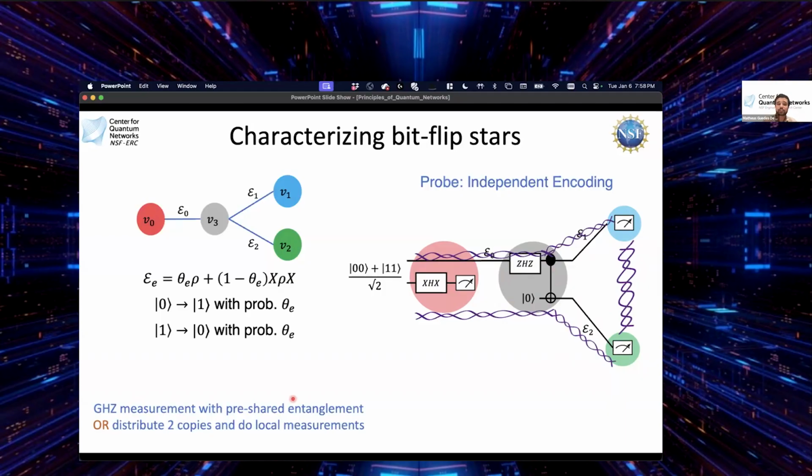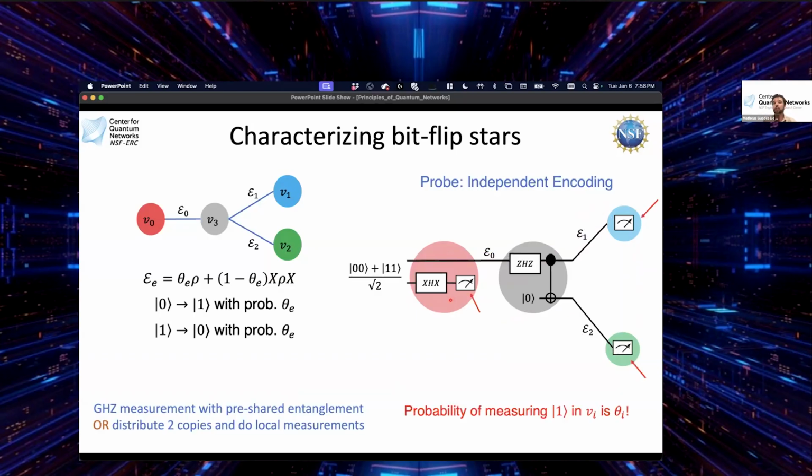and use the outcomes of this GHZ measurement to detect or estimate the probability for each one of the links. If we don't have access to this type of pre-shared entanglement, we can actually repeat this process twice and do local measurements on these qubits. There's no entanglement required for these local measurements. And then again estimate the bit flip probabilities for all links.